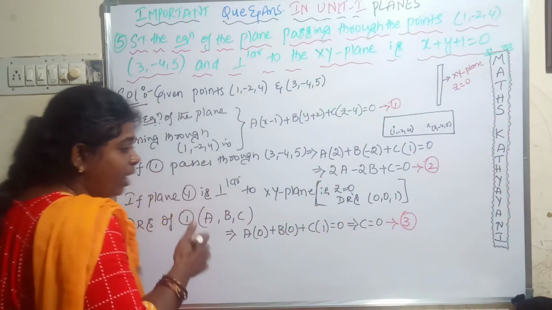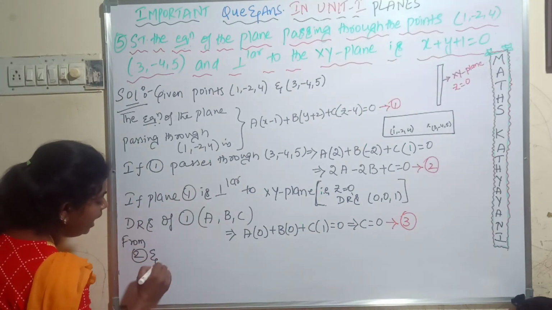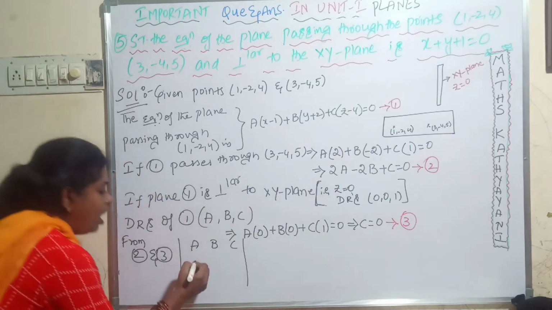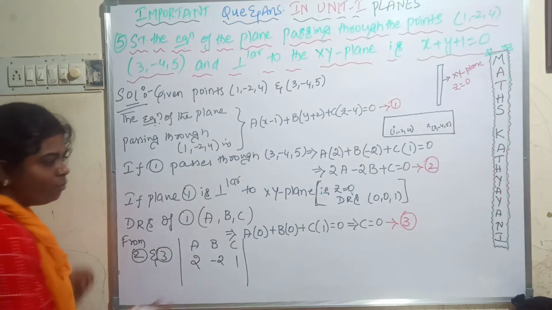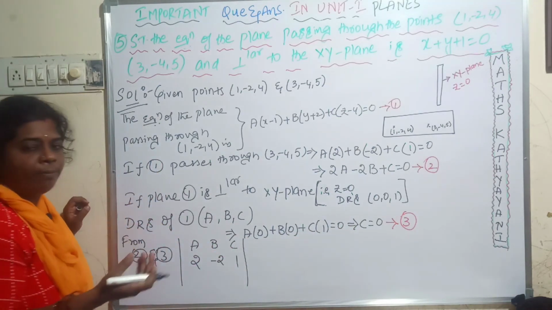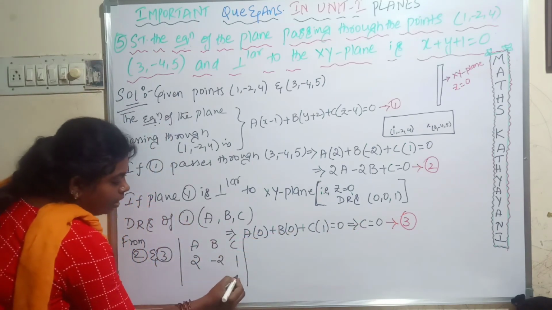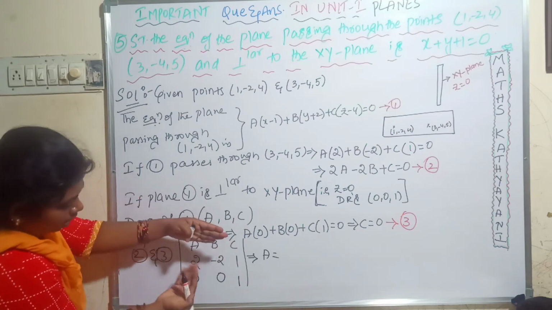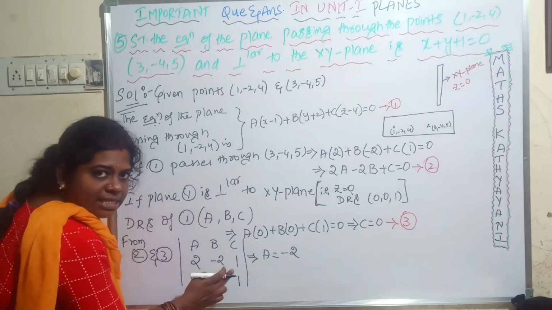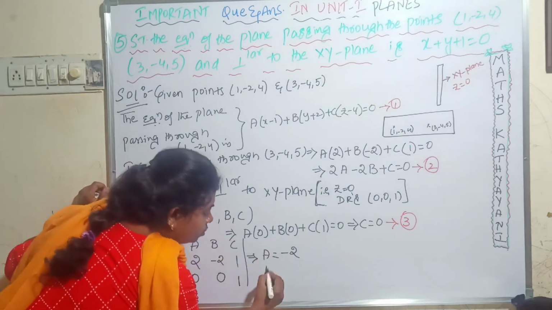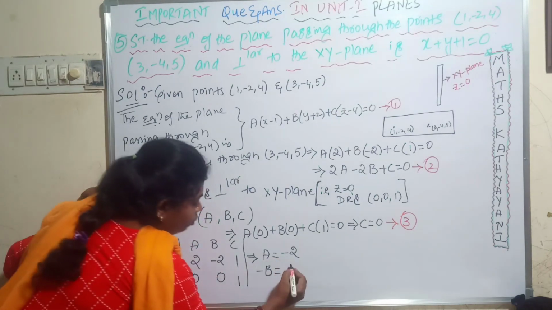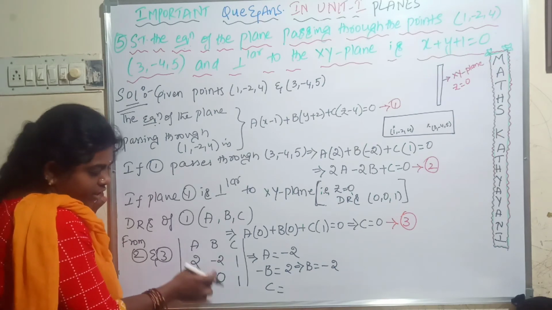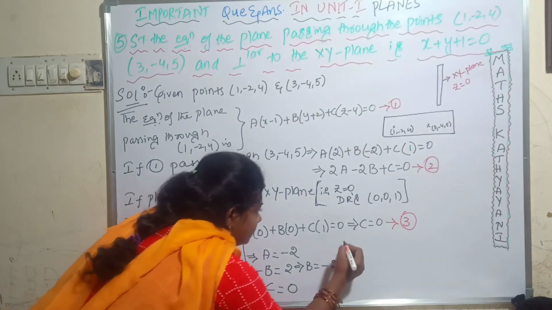By solving equation 2 and equation 3, we have a, b, c. From the second equation, the coefficient of a is 2, the coefficient of b is -2 and the coefficient of c is 1. Here, the coefficients of a and b are 0 because we have got only c is equal to 0. So the coefficient of c is 1 and a and b are 0. That implies a is equal to, eliminating this column, -2 into 1 minus 0 is nothing but -2, and so on. That implies b is equal to -2 and c is equal to 0.